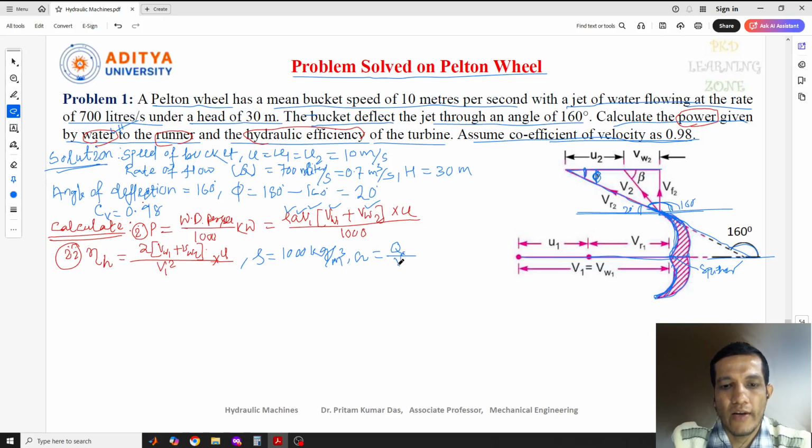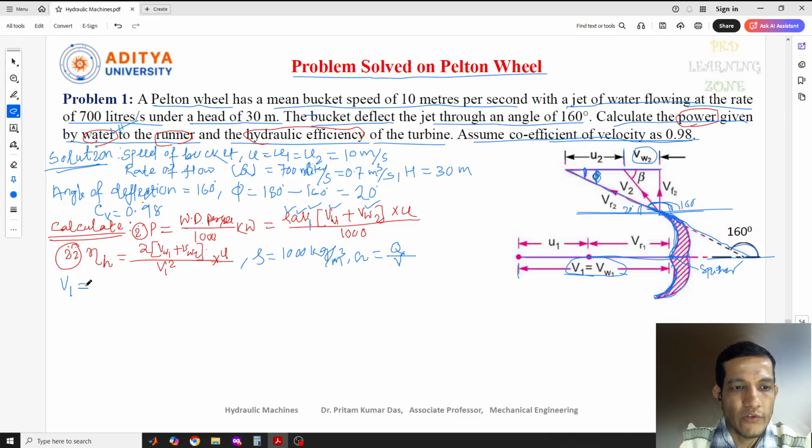So once I calculate the value of velocity, I can calculate the value of area. Now we need to find out the value of V1. Here you can see V1 for the inlet condition equals VW1, and at the outlet condition it is different. This is VW2. So VW1 and VW2 we need to calculate. If I calculate V1, I can get the value of VW1. Both are the same. So let's first find out the value of V1.